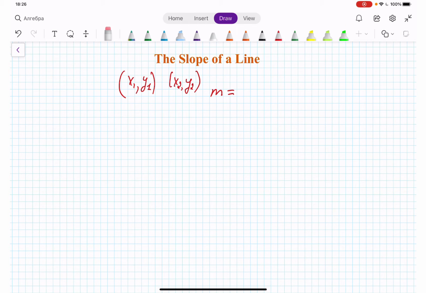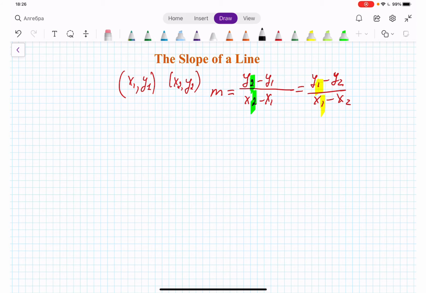that is equal y2 minus y1 over x2 minus x1, or y1 minus y2 over x1 minus x2, as long as you use the same index. If you use y2 on the top, you use x2 at the bottom. If you use y1 on the top, you use x1 at the bottom. You will get the correct answer.